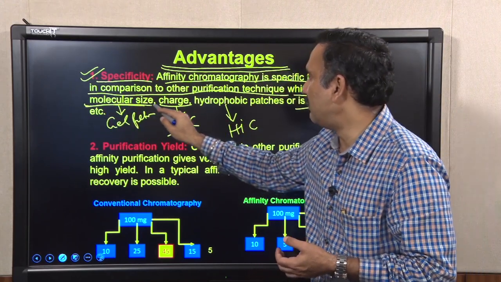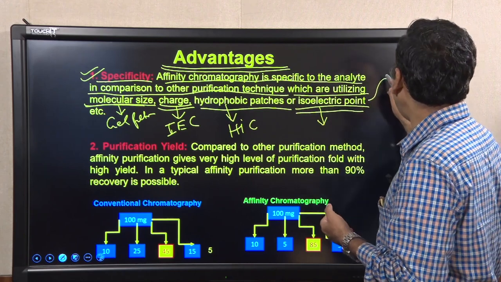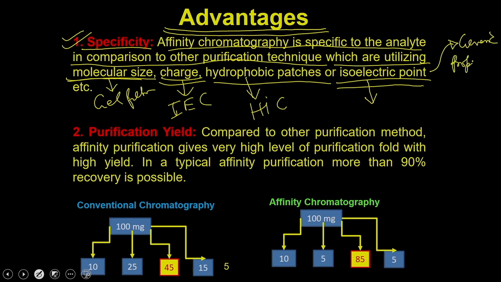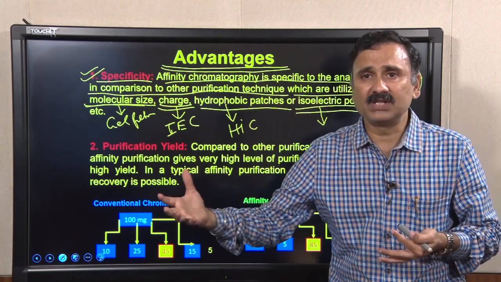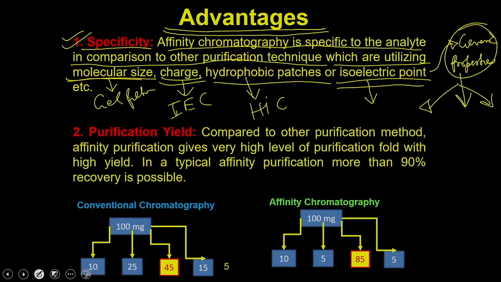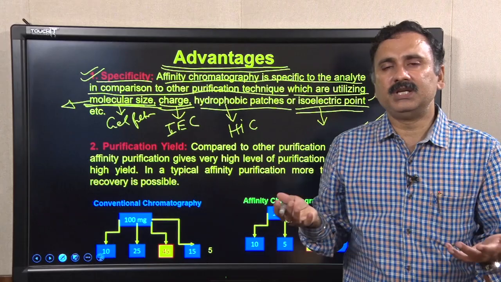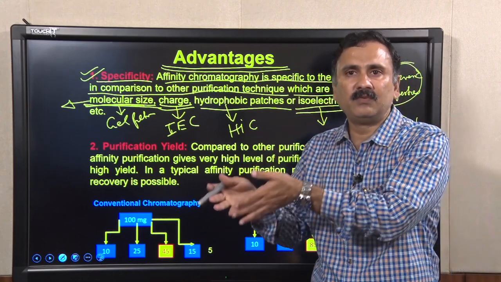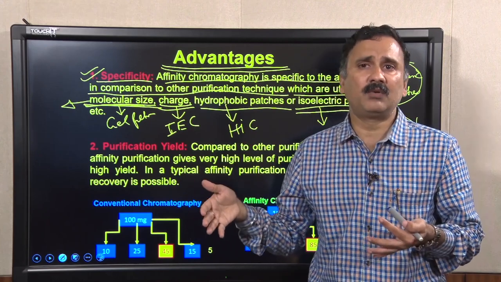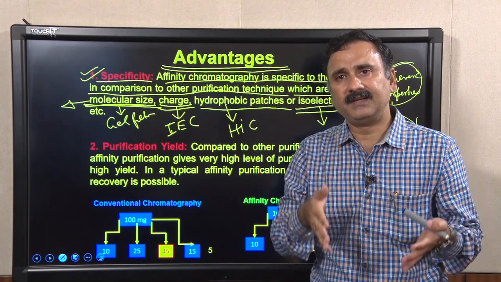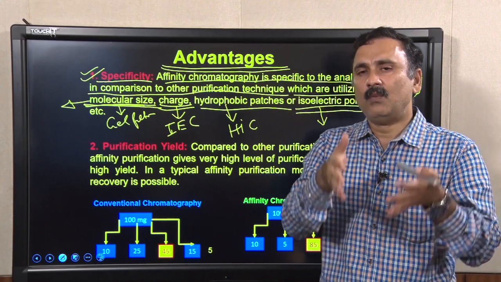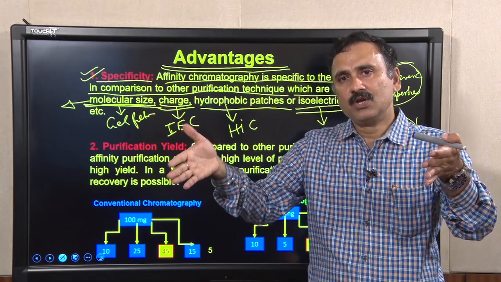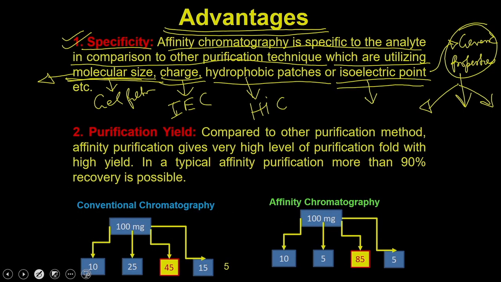But all these parameters, whether molecular size, charge, hydrophobic patches or isoelectric points, are generic properties, which means many proteins might have these properties. That's why they are not going to provide the specificity to isolate the particular analyte from a crude mixture. If you go with molecular size, for example, every protein has some size. Some proteins might be 10 kDa, some 50 kDa, some 80 kDa. So even if you run a gel filtration chromatography, it will separate the molecules based on size, but it will not give you the particular analyte. It will give you analytes falling within the range of 10 to 50 kDa, so you are going to get multiple analytes.